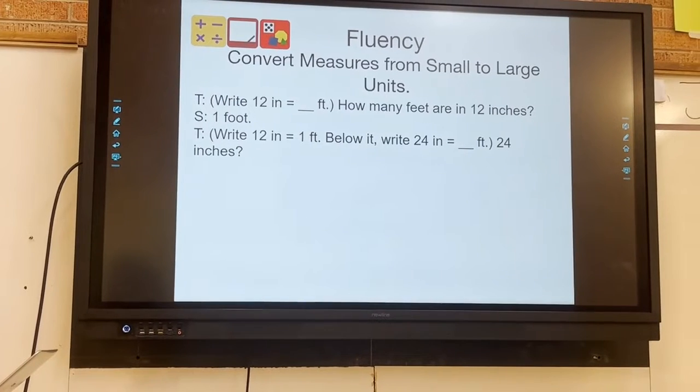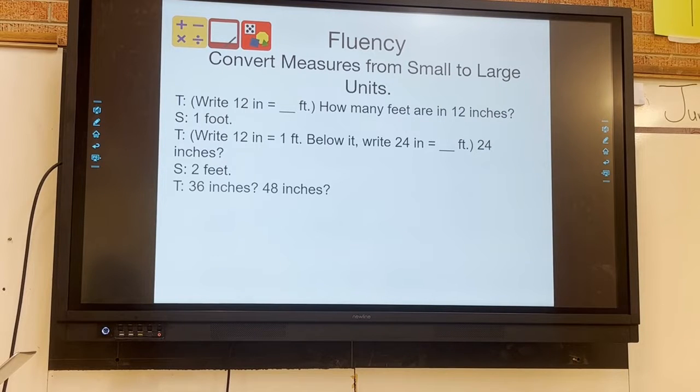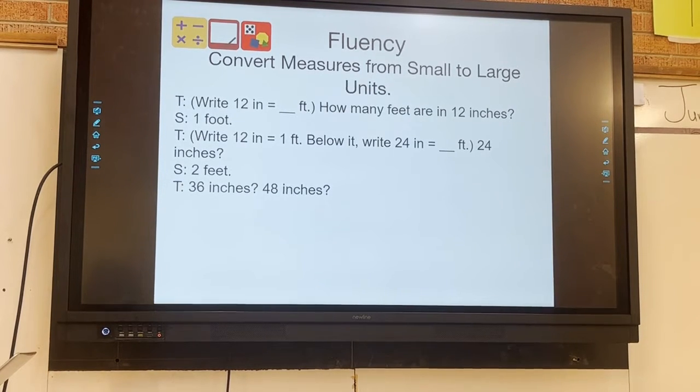Below it, write 24 inches. That's equal to how many feet? 2 feet, good. Now, if I say 36 inches is equal to how many feet? 3. Good. Now, what would be my rule here? Skip count by 12. Okay, I like that. Skip count by 12. You can do repeated addition.